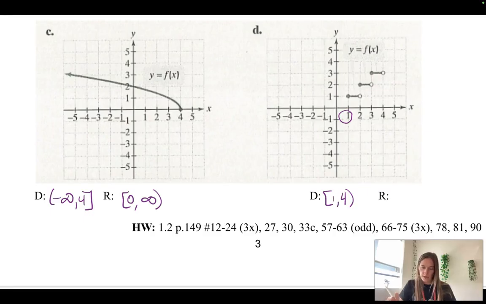Okay, our range. So now we're looking at the y values again. So the only y values we have is we have 1, but we don't have anything between 1 and 2. And then we have 2, but we don't have anything between 2 and 3, and then we have 3. So the way that we show that we want just 1, 2, and 3 is with set brackets. So these are the curly brackets, and so we just say 1, 2, and 3 are our y values.